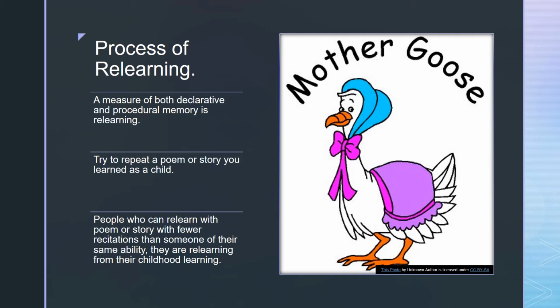Another cue that helps with recalling memories is something called relearning. And this is a measure of both declarative and procedural memory. So try to repeat a poem or story that you learned as a child. I put Mother Goose up there because we are all pretty familiar with some nursery rhymes. If you can relearn the poem or story with fewer recitations than someone else at the same ability, then you are relearning from your childhood learning. So this is another way to help recall memories.